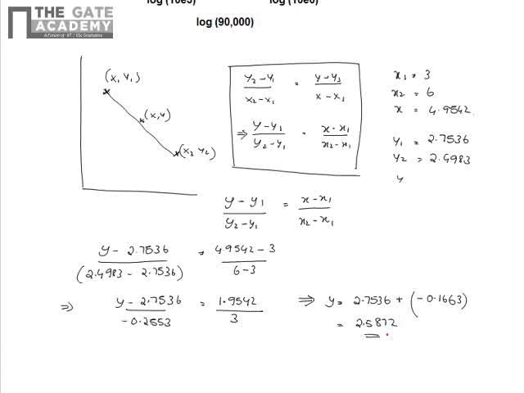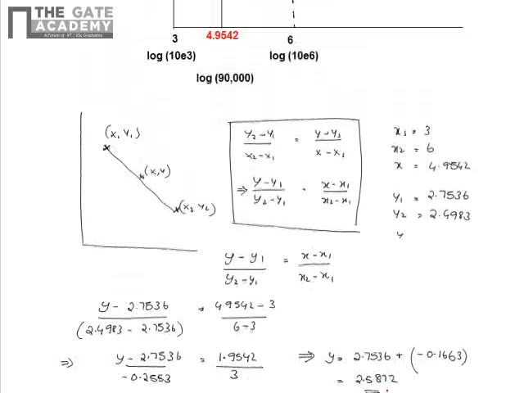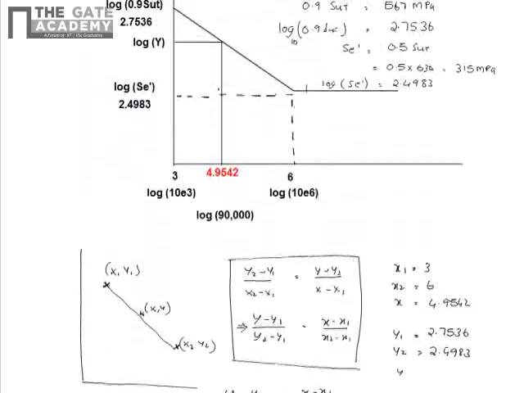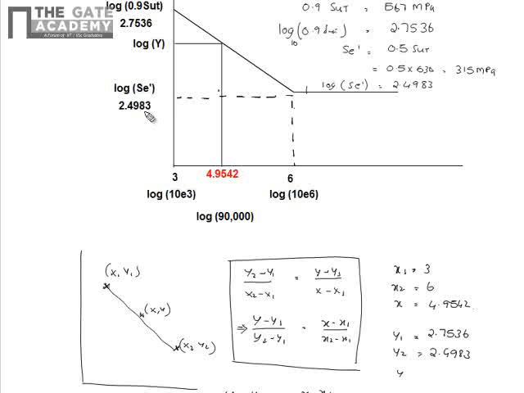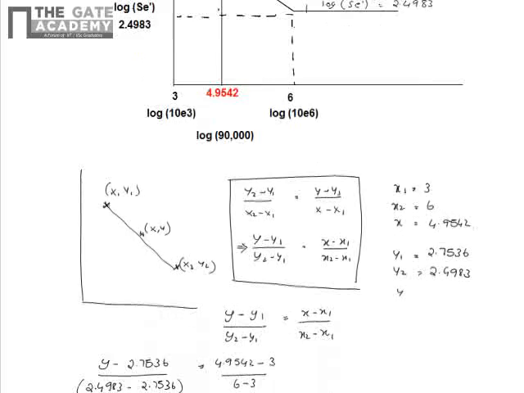We can check by seeing whether it comes between the two limits. 2.5872 definitely comes between 2.4983 and 2.7536. So we can say this will be the right answer.